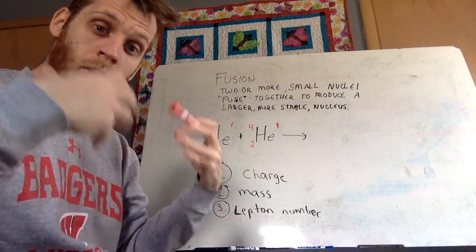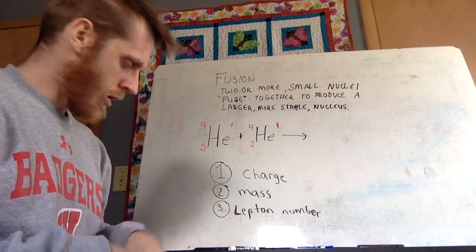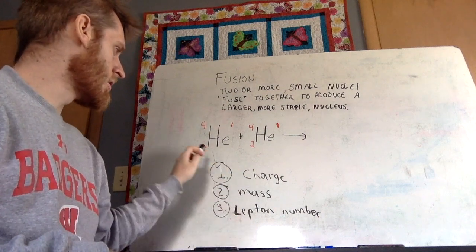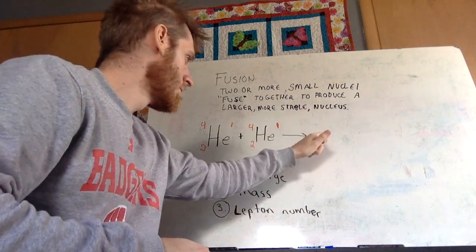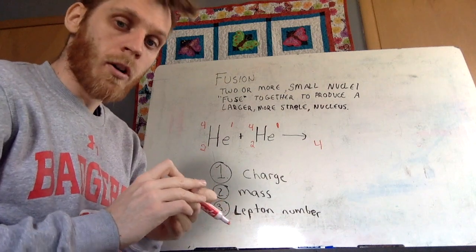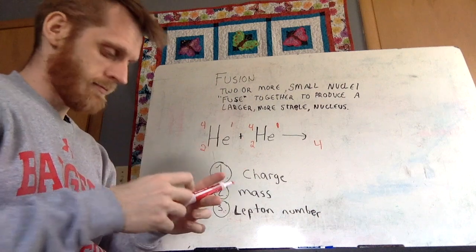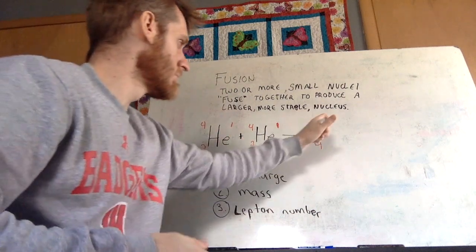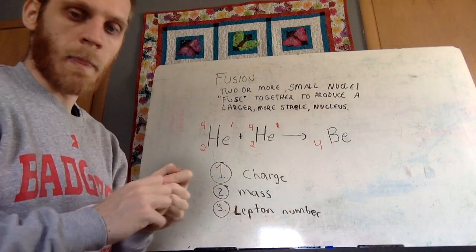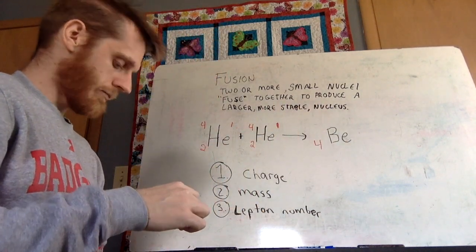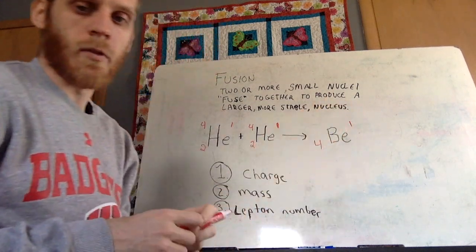Producing a more stable, larger nucleus, because helium is too small to be stable. So what does this make? Well, let's first balance out the charges. 2 plus 2 equals 4. So what particle has a nuclear charge of 4? Hydrogen, helium, lithium, beryllium. Beryllium. Okay? And then, that's good. Beryllium has a lepton number of 1. You can put that in there if you want to.